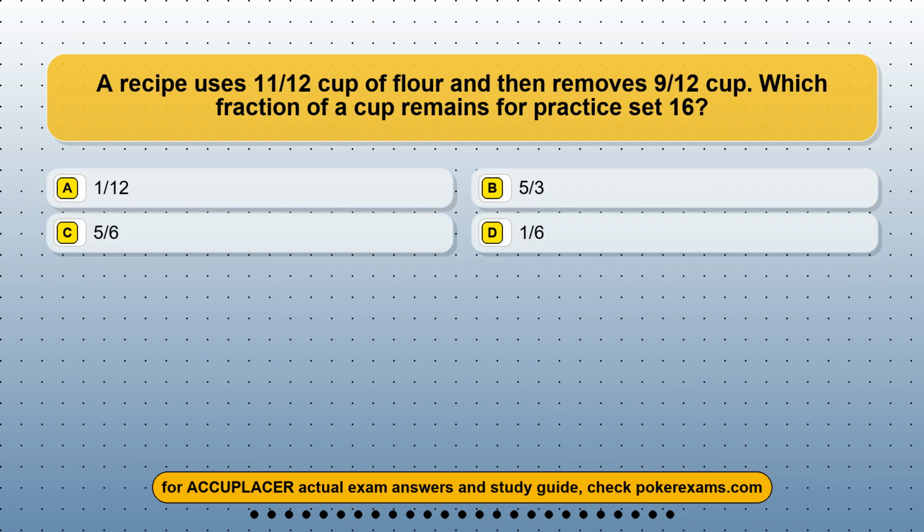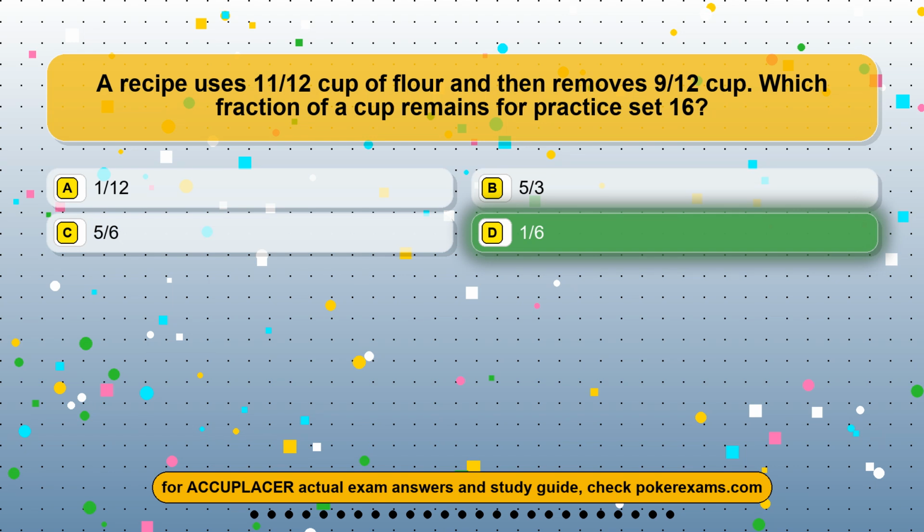Question 10. A recipe uses 11/12 cup of flour and then removes 9/12 cup. Which fraction of a cup remains for practice set 16? Option A, 1/12. Option B, 5/3. Option C, 5/6. Option D, 1/6.